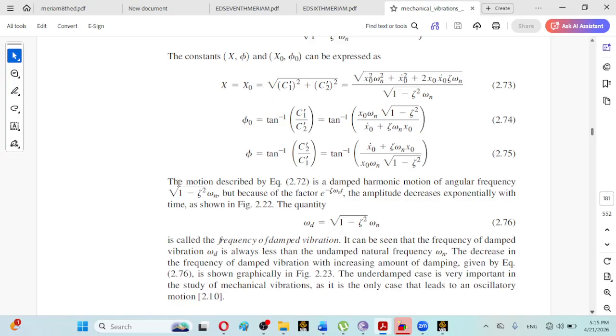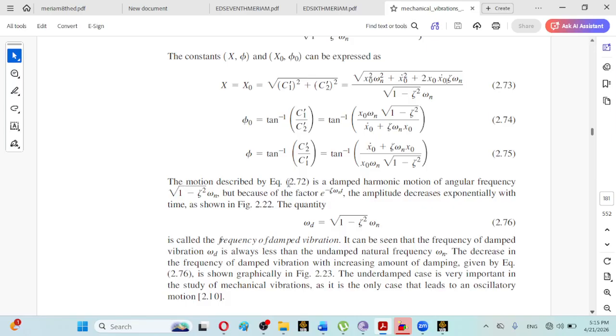After that, the author states the same fact which I have already explained, that the motion described by equation 2.72 is a damped harmonic of angular frequency omega n times the square root of 1 minus damping factor square, but because of the factor e to the power minus damping factor into omega n t, the amplitude decreases exponentially with time, as shown in figure 2.22.